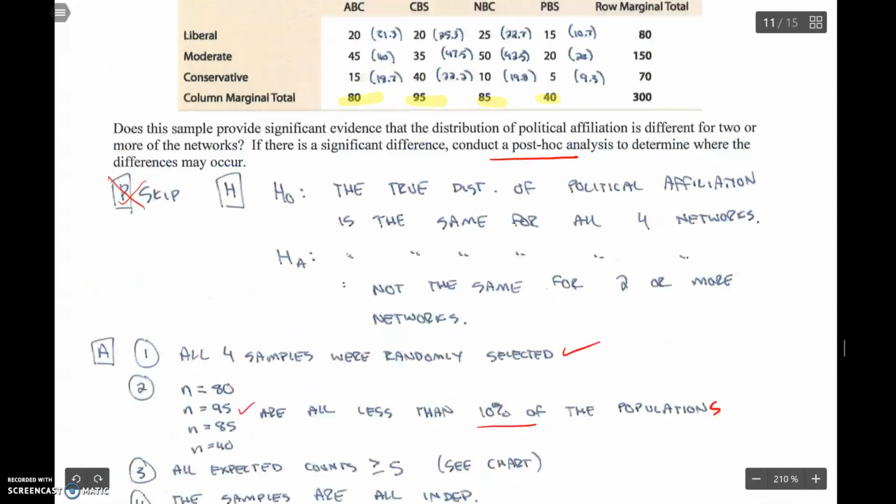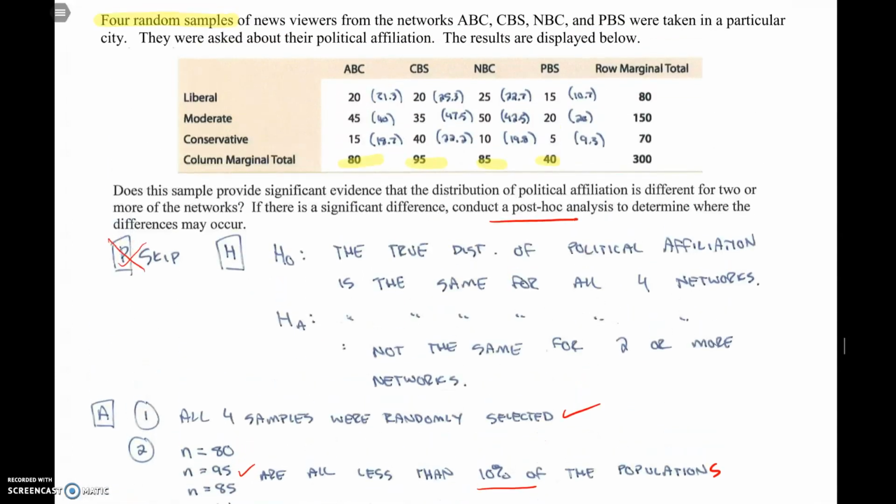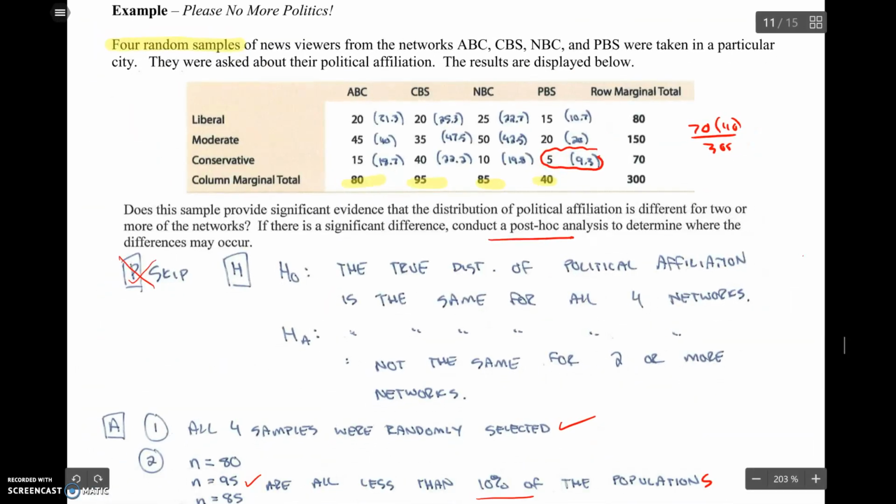Expected counts. So this is where the calculator is going to really save us time. If I wanted to calculate the expected counts for this cell, I would simply take 70 times 40 divided by 300, right? To find the expected counts, you take the row total times the column total divided by the grand total. That's that number. I'd have to do that for every single one of these cells. It would be very time consuming. But when we run the program on our calculator, it calculates those for us. So let's just do that, okay?